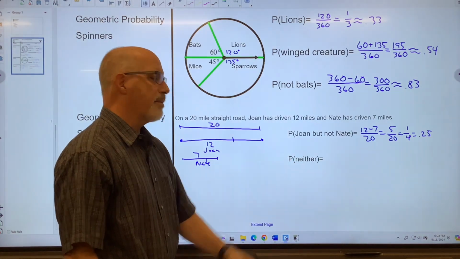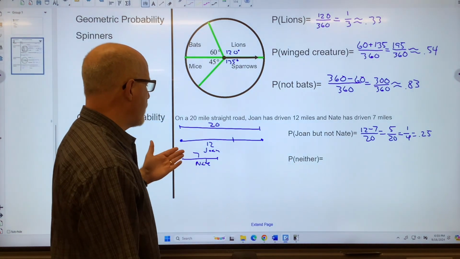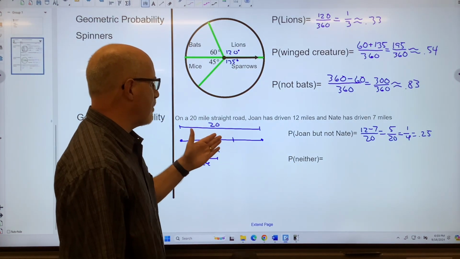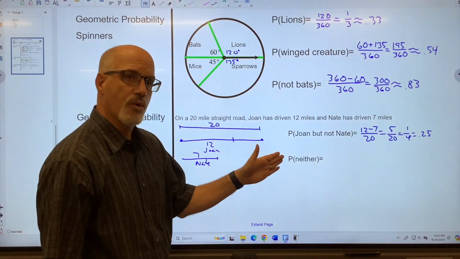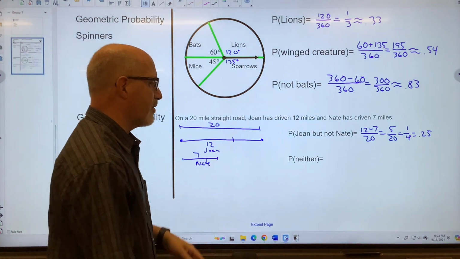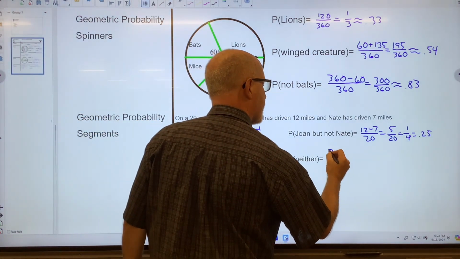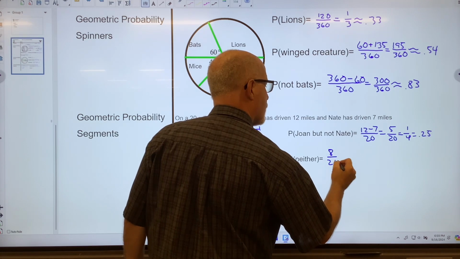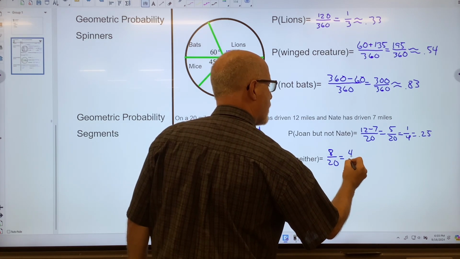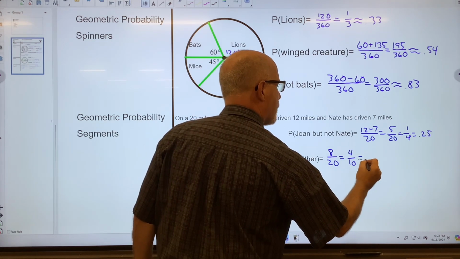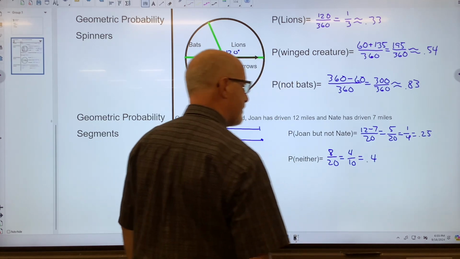Now, if we want the probability of neither, then notice that neither would be this part past Joan. That would be 8 out of the 20, which we could reduce down to 4 over 10, which is 0.4 for a probability.